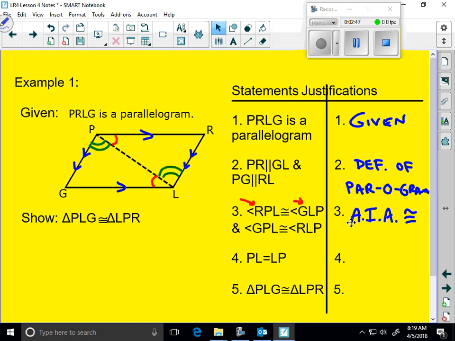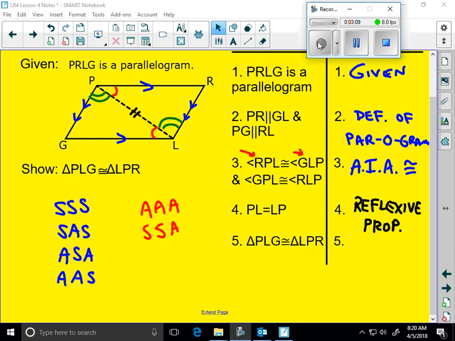How do I know that something is congruent to itself? By what property? Reflexive property. And take about 30 seconds right now and talk to a neighbor about what you think the congruence conjecture would be for this proof. Spencer, what'd you pick? Angle, side, angle. I like it.